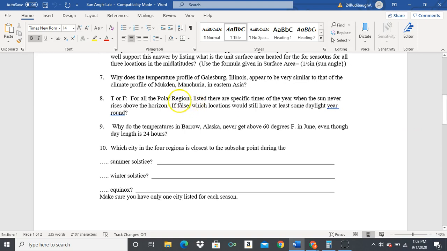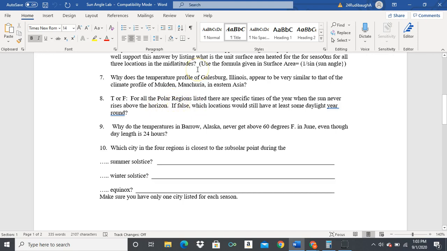Question 8. For all polar regions, all the cities in the polar regions, there are specific times of the year where the sun never rises above the horizon. True or false? So what basically I'm saying is, for every city you have in the polar region, every one of them has a distinct time of the year where the sun never rises. So that means that at least for one of your seasons you have a negative number.